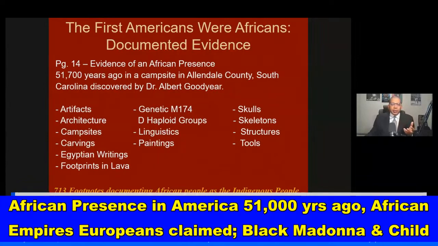Page 14 of his book deals with a discovery made in Allendale County, South Carolina in 2004 by Dr. Albert Goodyear.